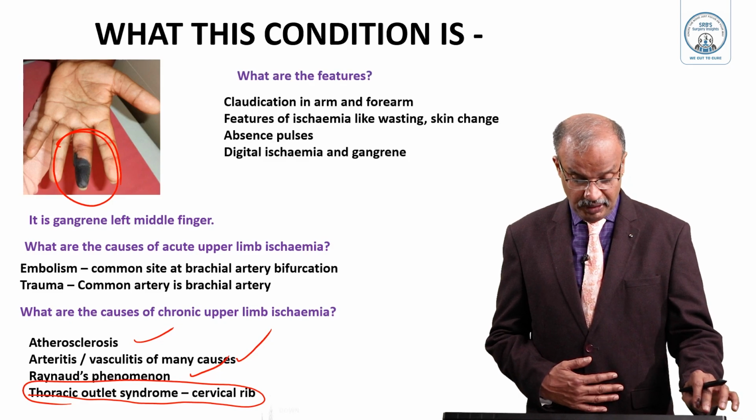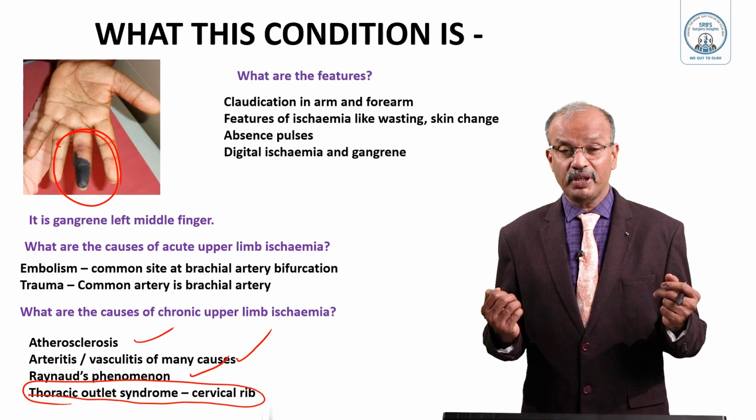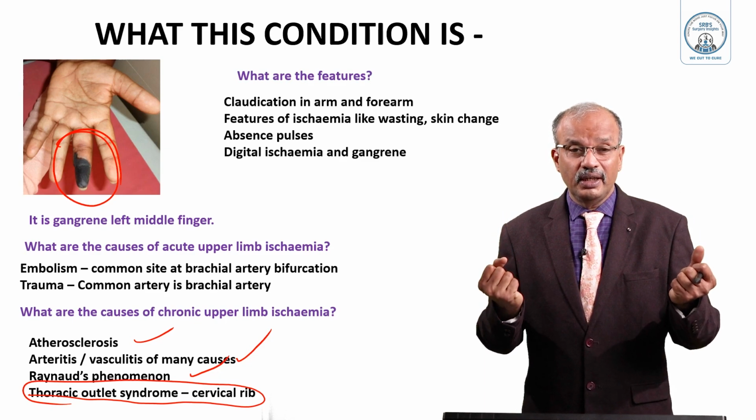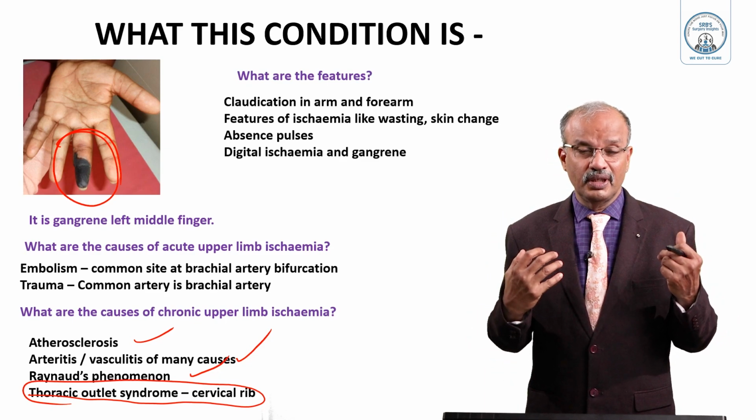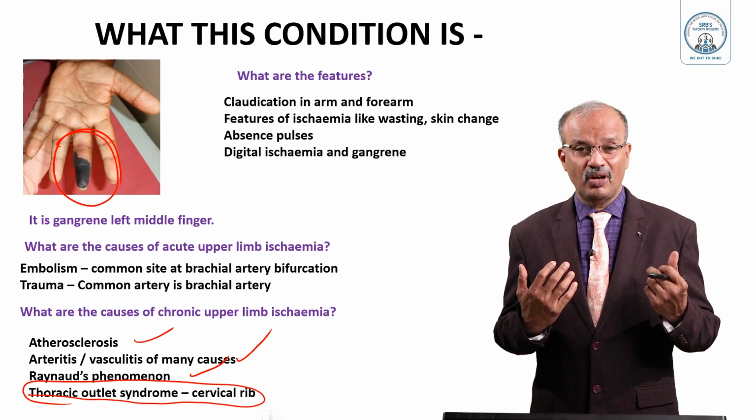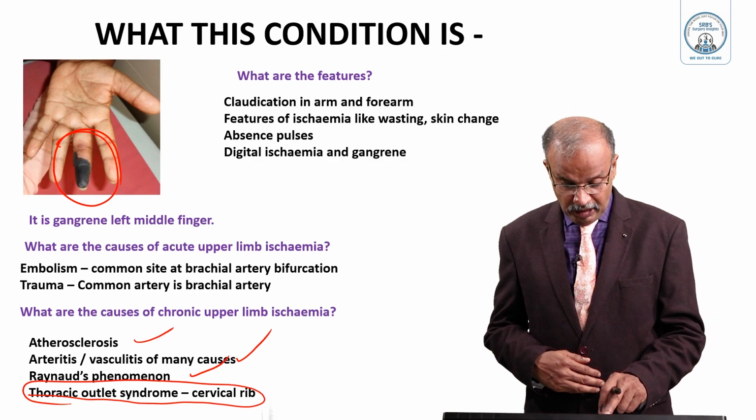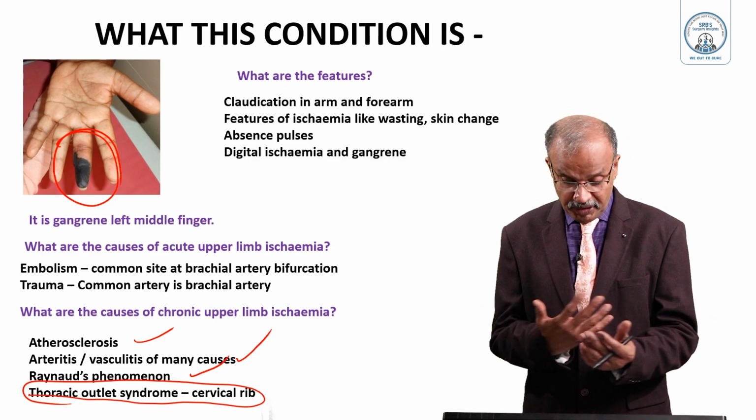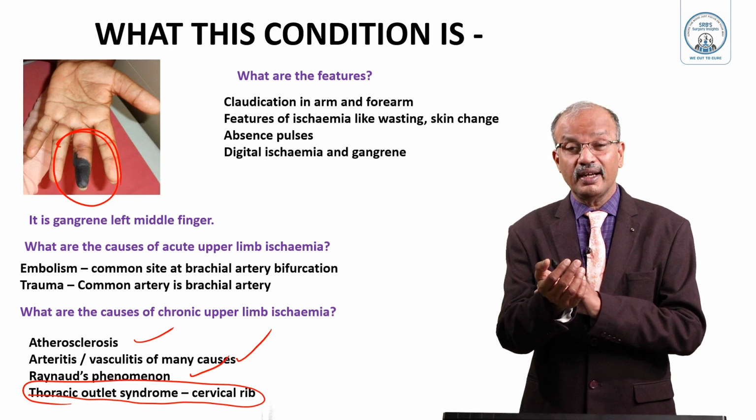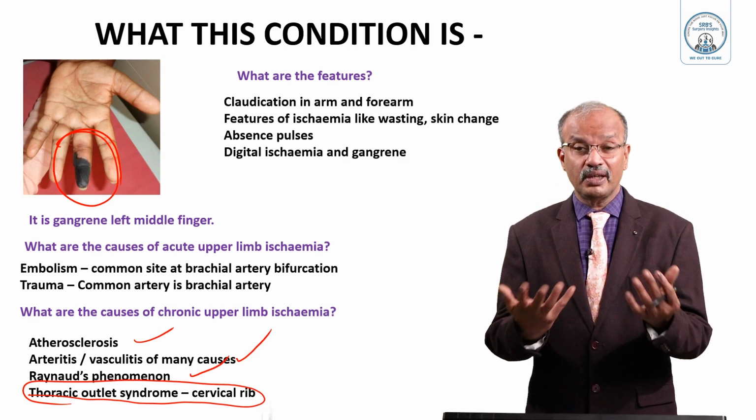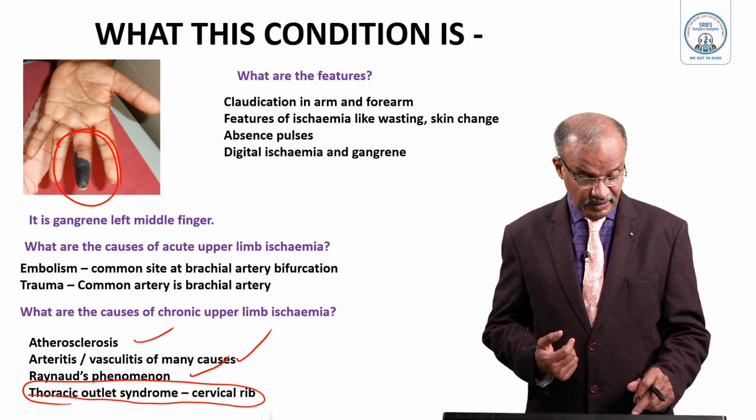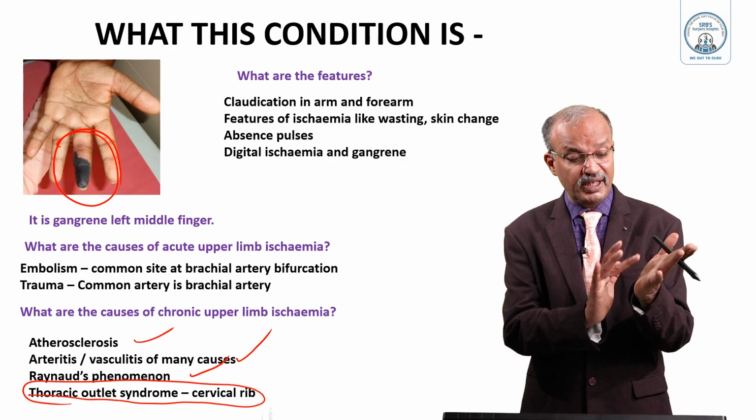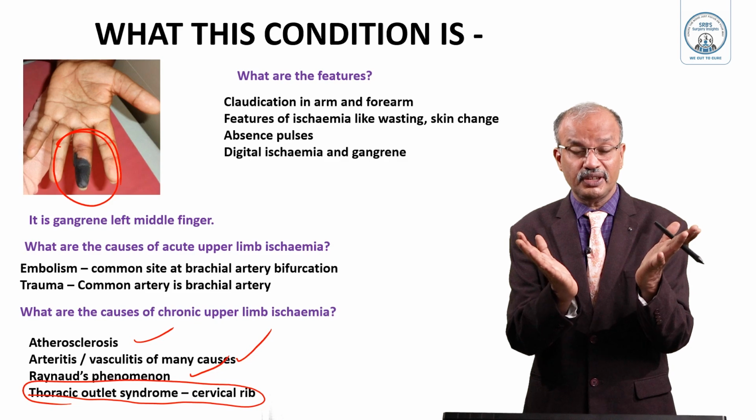So what are the features? Claudication in the arm and forearm. How is it suggested? The patient can't lift a bucket or lift weight. Some basic upper limb exercise causes pain in the arm muscles and forearm muscles. And there are features of ischemia: compared to the opposite side, wasting will be there, skin changes will be there, the radial artery will be feeble, the ulnar artery will be feeble, the brachial artery will be feeble, and there will be digital ischemia and sometimes gangrene like this. Wasting of both thenar and hypothenar eminence is very, very typical.